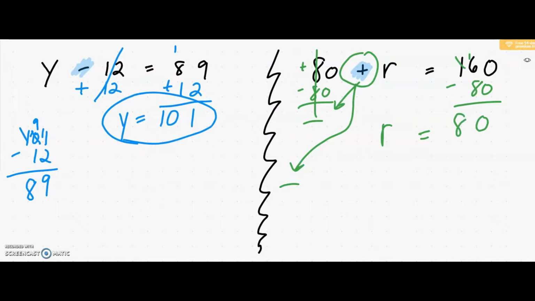Now, if I want to check it, I'm going to plug it into the equation. Your equation reads as 80 plus R equals 160. If I throw 80 in there in the place of R, 80 plus 80 is 160. And that's the first round of problems. Let me give you two more, and then we'll call it a video.